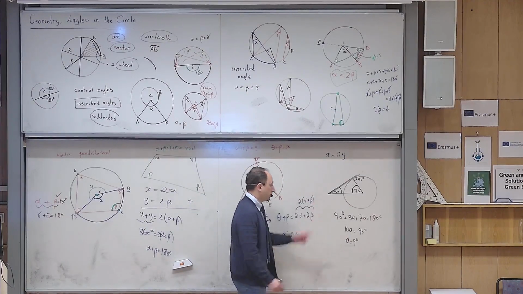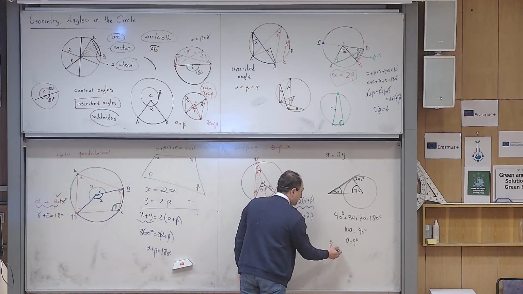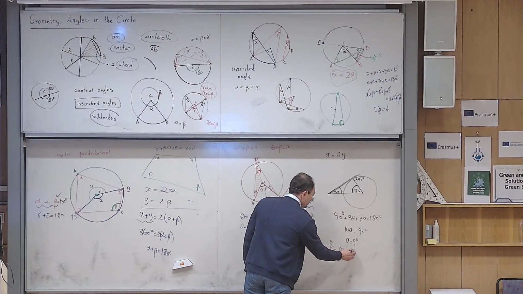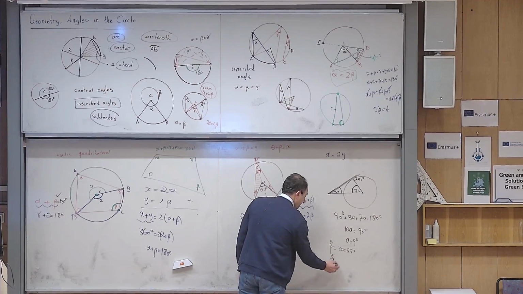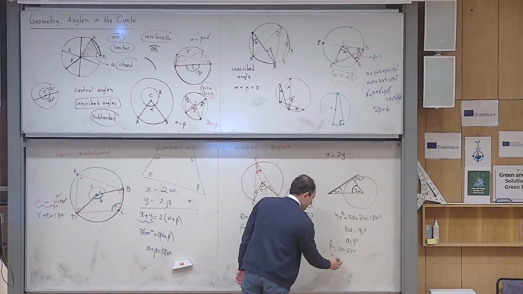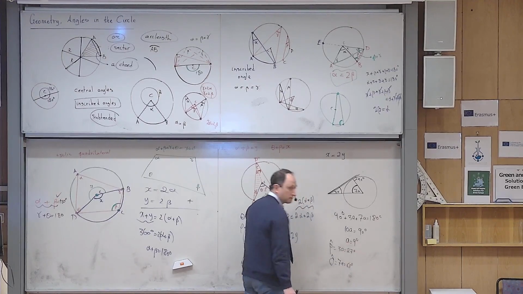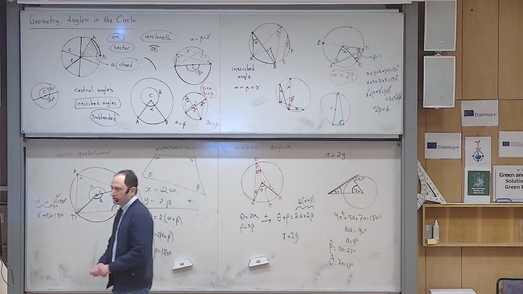But A is 9 degrees. They want you to find angle P. So what is angle P? Angle P is 3 times A, so it is 27 degrees. What is angle Q? Angle Q is 7 times A, which is 63. I don't know. This has nothing to do with this.